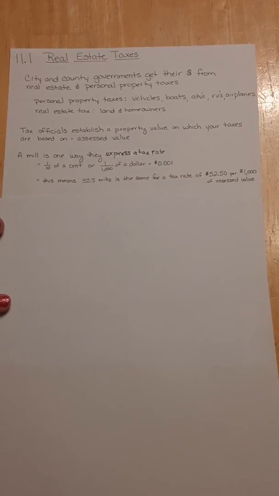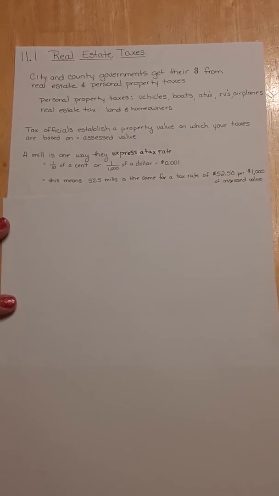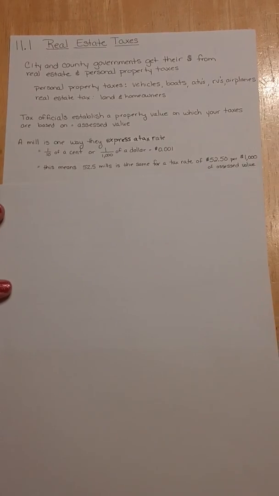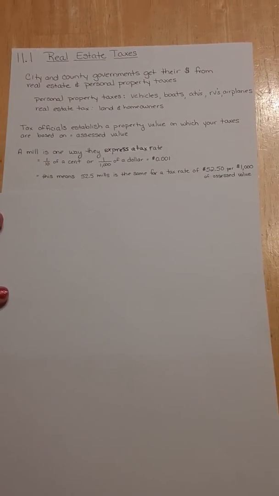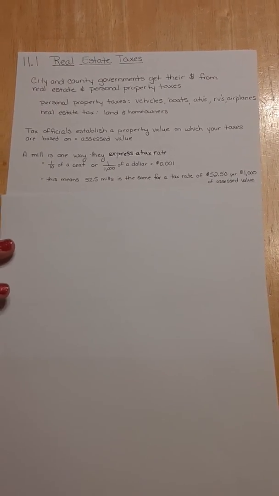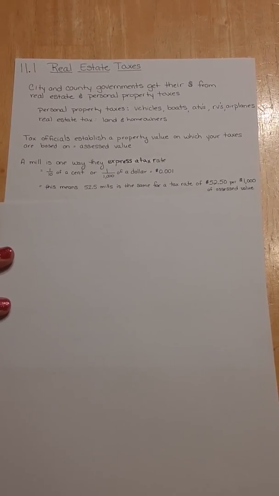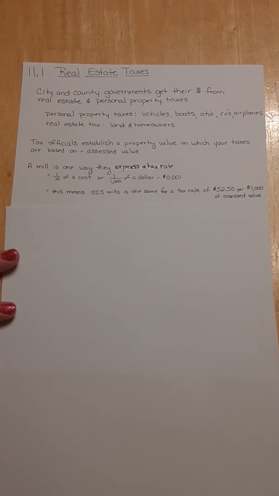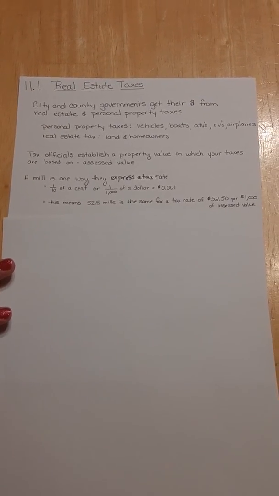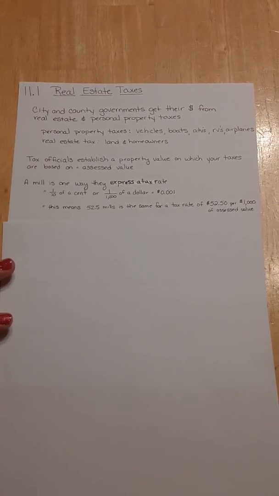Hi guys, we're in chapter 11 now. Chapter 11 deals with the workings and the expenses of owning a house. And one of the first things that we have to deal with is real estate taxes. You can't get away from taxes. Taxes are important because this is how our city and government, county government, get their money to run and function.